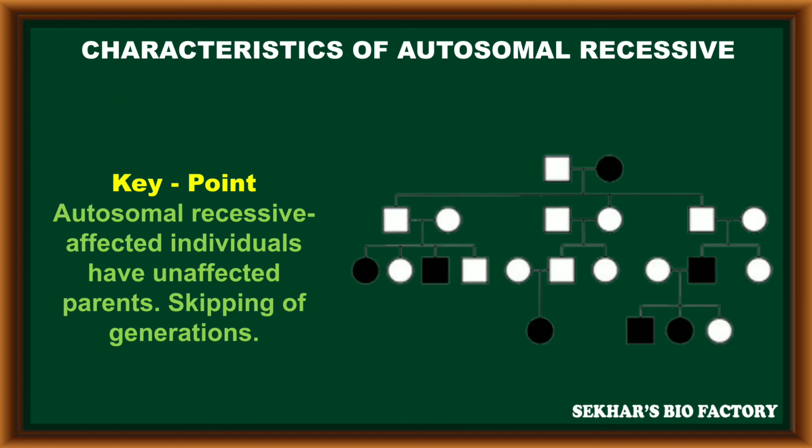And coming to the second type, one more flowchart, and here it is also an autosome linked recessive disorder. Here, affected parents have unaffected offsprings, and there is skipping of generation. Both male and female are equally affected. Now, this flowchart can also be identified as an autosomal recessive disorder.